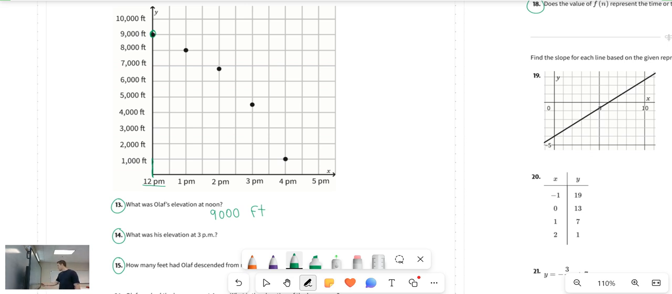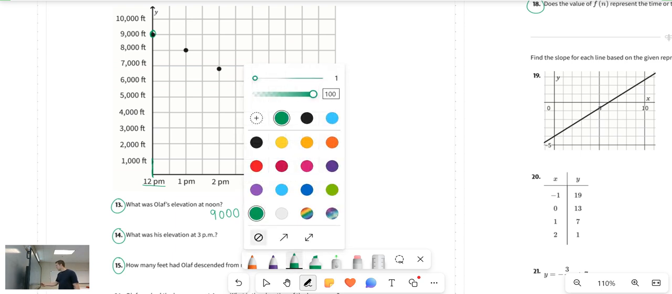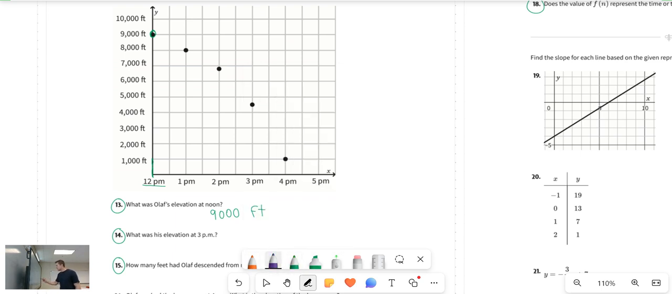What was his elevation at 3 p.m.? Well, we're going to change colors on this one. We'll do this one in purple. So his elevation at 3 p.m. Let's do 3 p.m. here. Right? So we're going to look at what dot is above 3 p.m. and it looks like it's right here. That looks to be just about halfway between 4 and 5,000. So we'll call this 4,500. 4,500 feet, because it's still asking about elevation.